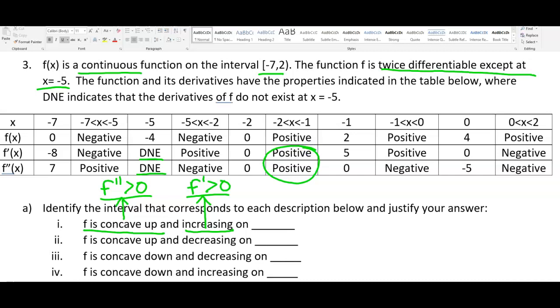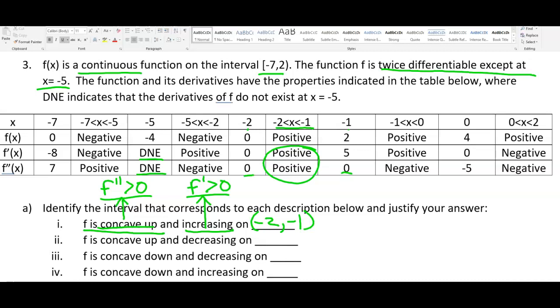As you guys can see, both f prime and f double prime are positive on that interval, and I don't see it happening anywhere else. So my interval is from -2 to -1, and we're going to use open parentheses here because the endpoints are not included. Why are they not included? Because if you include -2 and -1, the second derivative equals 0, and there is no concavity, but we want it to be concave up at that point, right? So we don't include the endpoints when we're talking about concavity or increasing or decreasing.